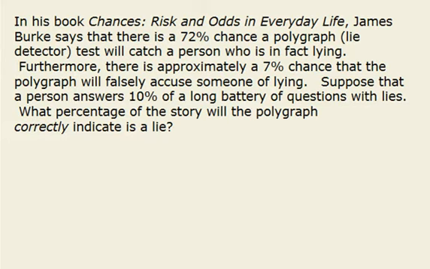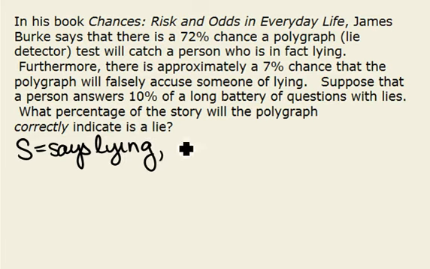So when we want to start this problem, we'll label some of our events with symbols just to make things neater. What we have going on here is the event S, that the polygraph says you are lying. And then we have either the person is lying, we'll call that L, or the person is not lying, we'll call that one N.